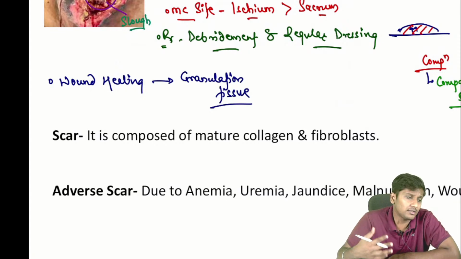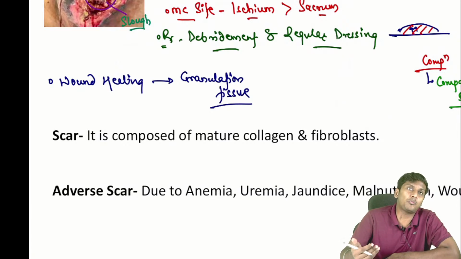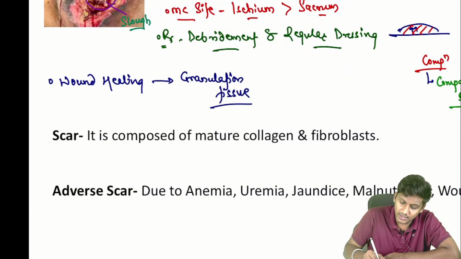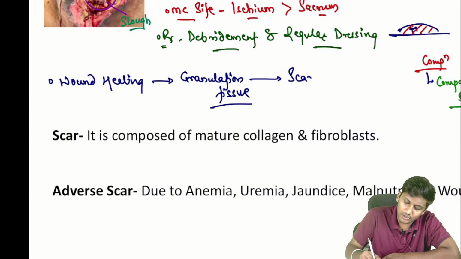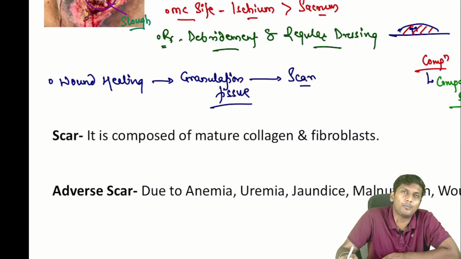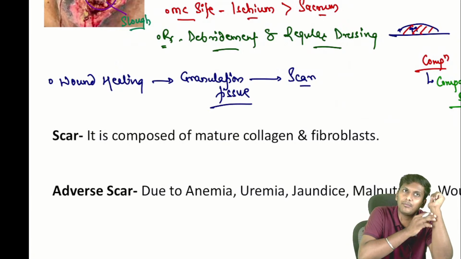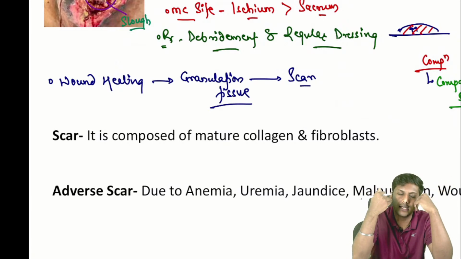This granulation tissue contains a lot of fibroblasts and collagen. More and more fibroblasts and collagen will keep on depositing in it, and then finally there will be formation of a scar. Scar is usually formed after a lot of wounds, but not always is it an adverse or a bad scar. This scar will be formed for some time and then it will go off.